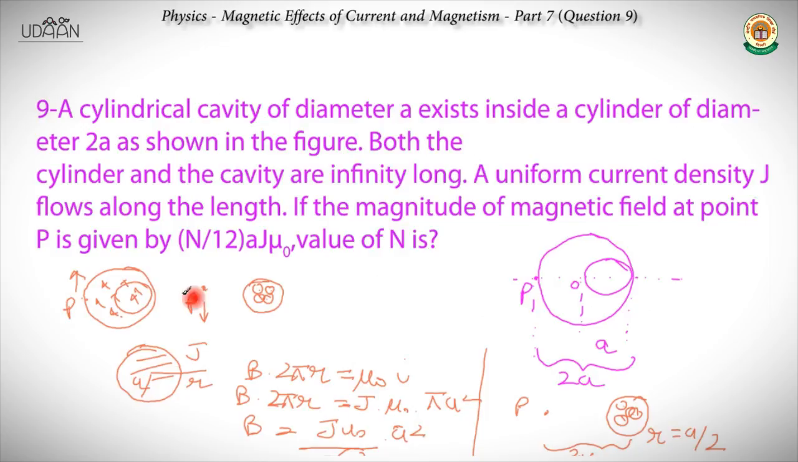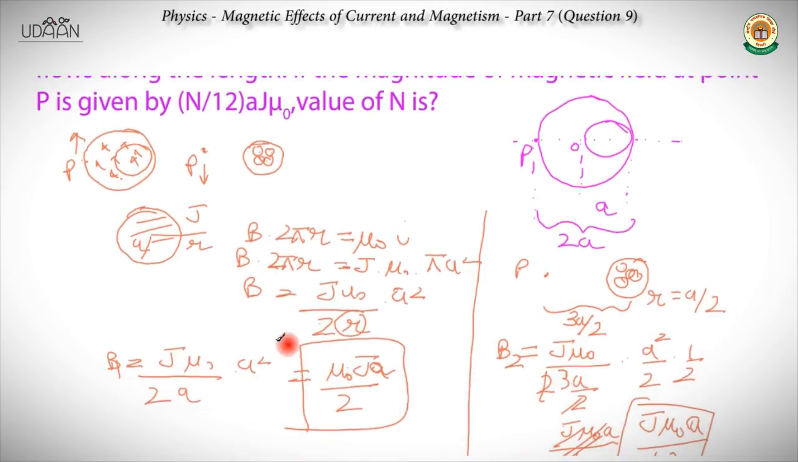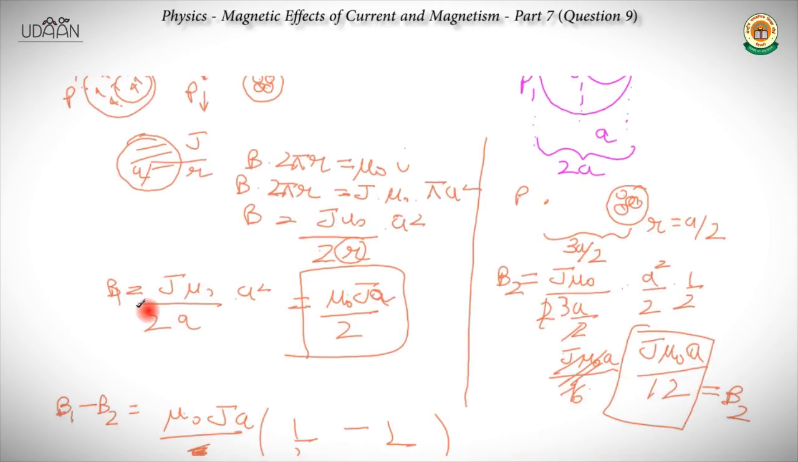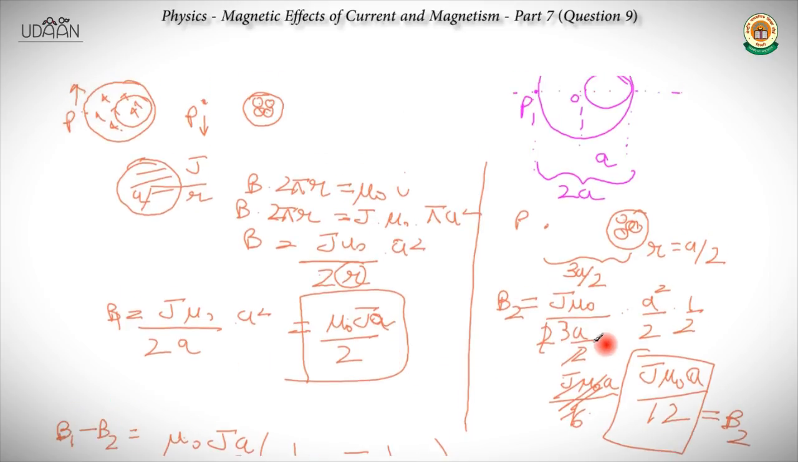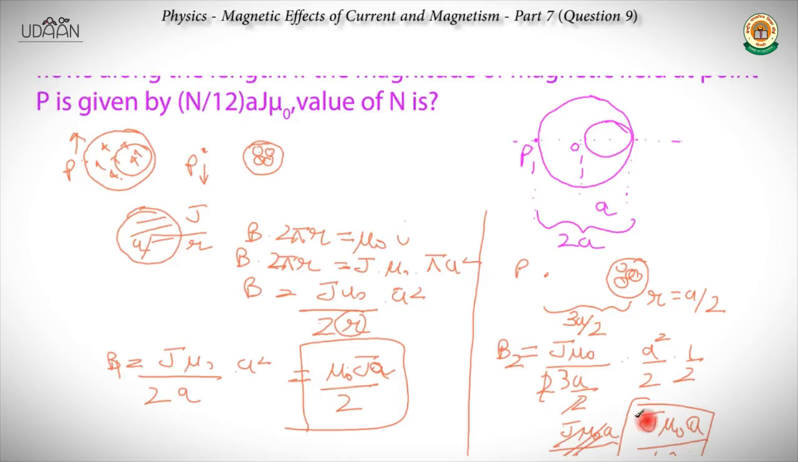We are not creating a separate cylinder, we are just noting down the magnetic fields because of all the current components, or all the current directions. It's just a concept. So we superimpose the magnetic fields created by both of these, and we get the value of B1, which is mu naught J a by 2. And this is for the cavity, right? Yes. So B2 is the field created by the cavity, which is mu naught J a by 12.